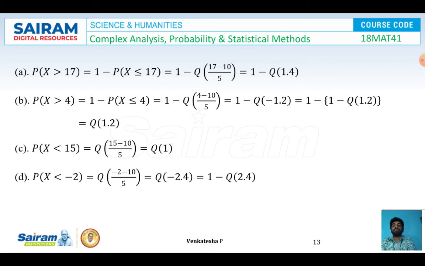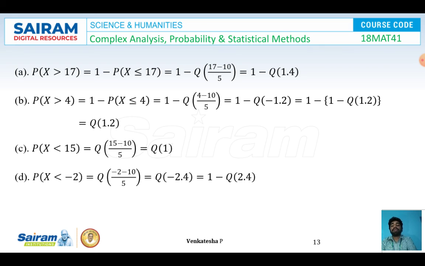So it will be equal to what? 1 minus P of x is less than or equal to 17. We can write it. So I'm keeping 1 as it is, and in this place I'm taking the Q function along with x equal to 17. I got 1 minus Q of (17 minus 10) by 5. It will be equal to 1 minus Q of 1.4.